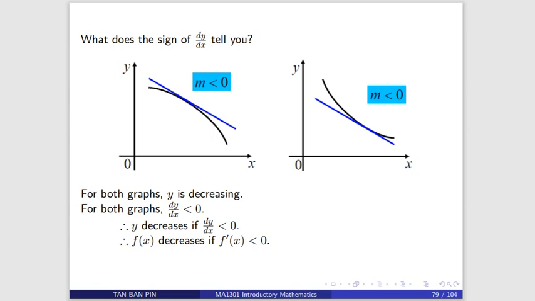When you have a negative gradient, it is pointing this way. If you draw a tangent line on a curve and get negative gradient, then the curve will be decreasing, whether it's curving this way or the other way. That's the same as saying dy/dx is negative. So if dy/dx is negative, y decreases as x increases. If f'(x) is negative, f is decreasing.